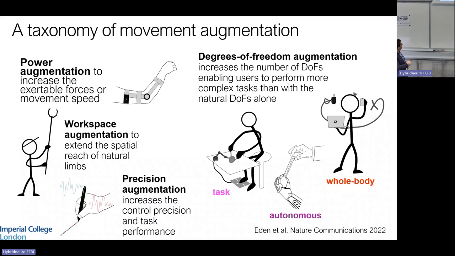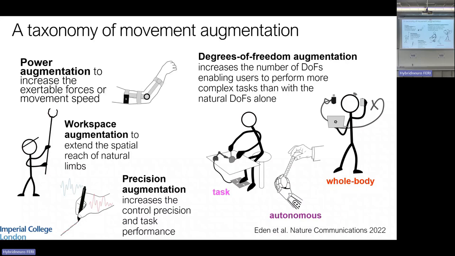You can also have workspace augmentation. You can extend the spatial reach of natural limbs. So this is a very simple case of augmentation, right? You have a stick that allows you to grasp objects at a certain distance. So you extend the motor space. You can also have precision augmentation. You can make a task in a more precise way. For example, you can reduce the natural variability in motor command. So these are the main types of augmentations that we will discuss.